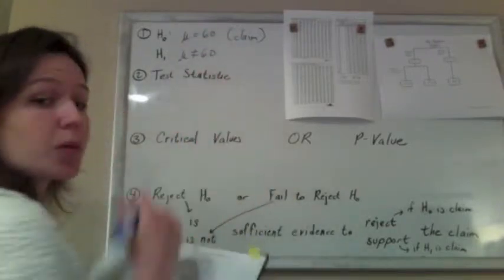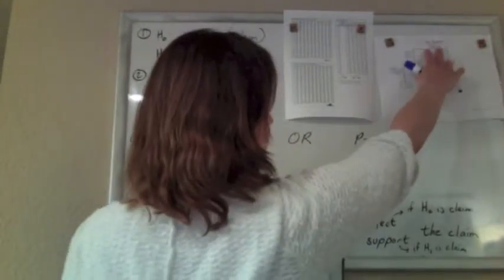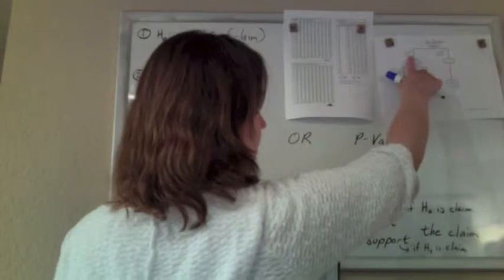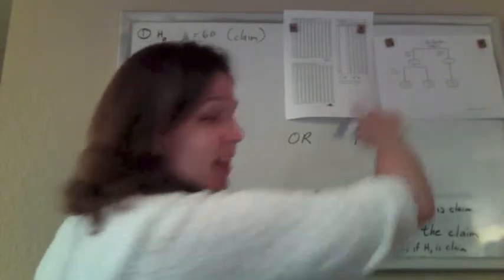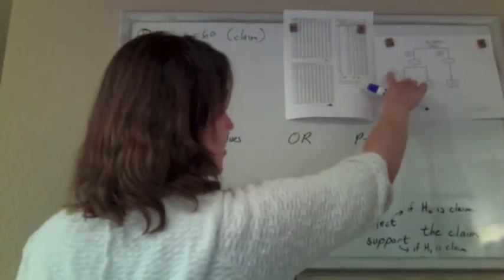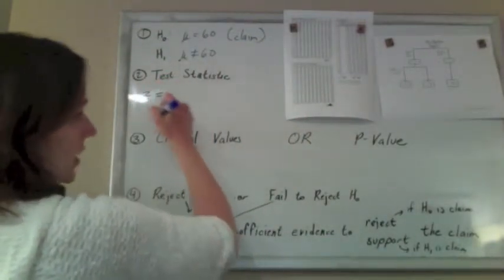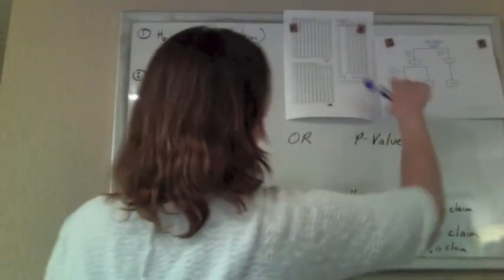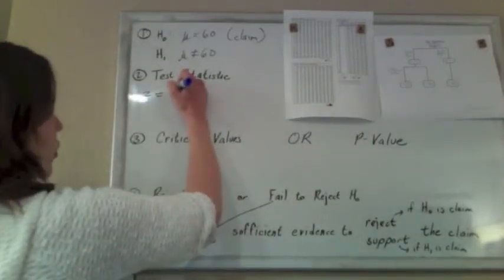So we're only dealing with one population here, and so we're talking about means, and they happen to give us the standard deviation of the population. They say assume sigma equals. So we're using a z instead of a t, and it's going to be the z score we're interested in.